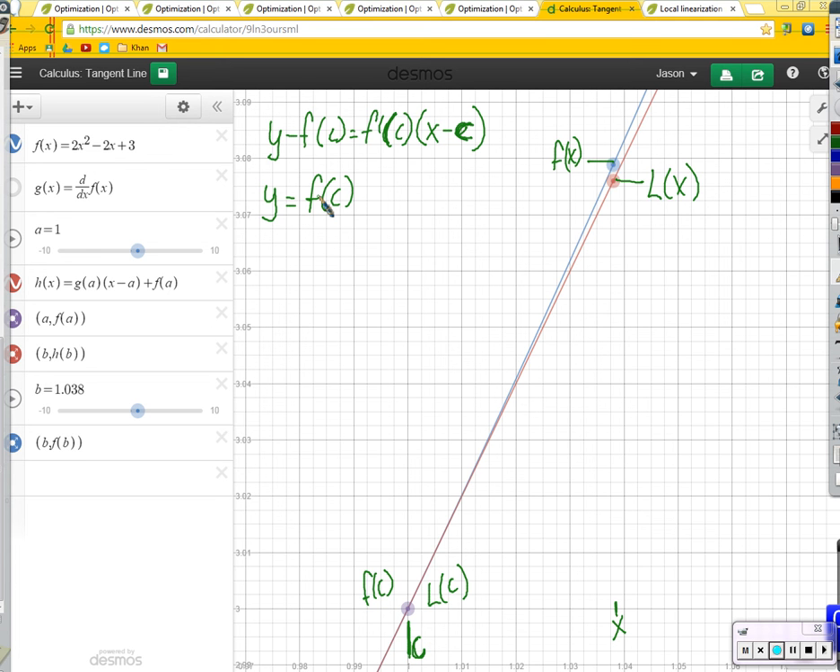f of c is just the starting point. And then that point on the line is just a certain distance past that. Does that make sense? So we get f of c plus some more. What makes up that some more? f prime of c times x minus c. That makes up that some more.